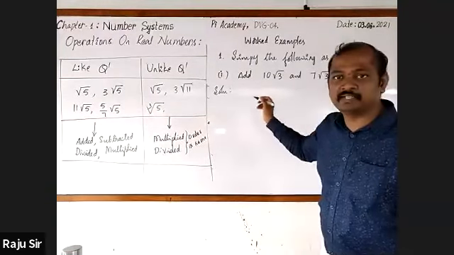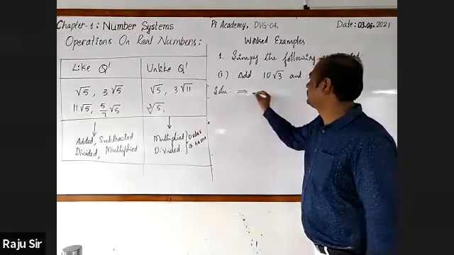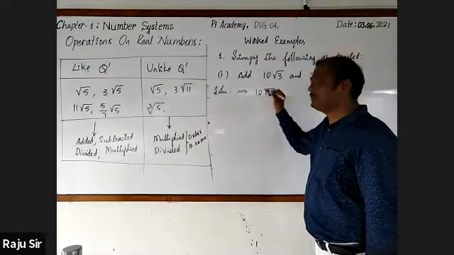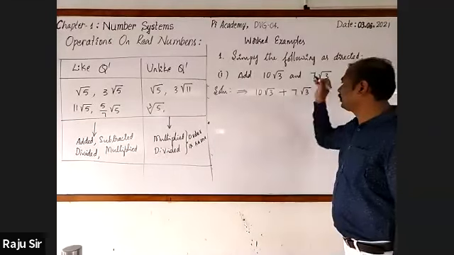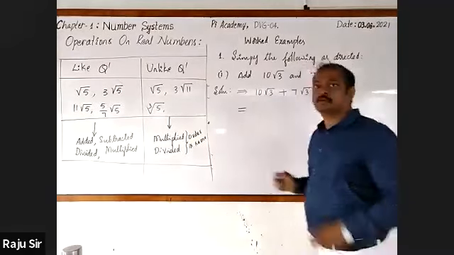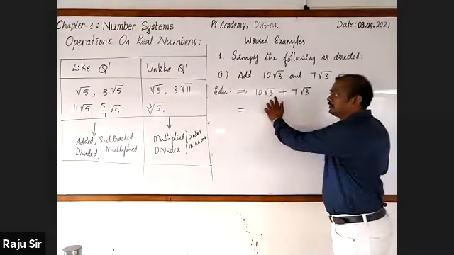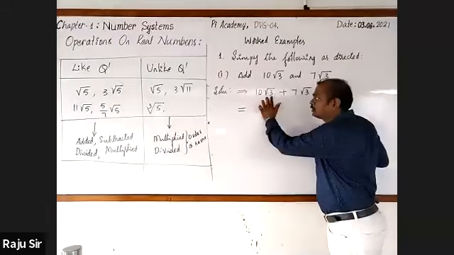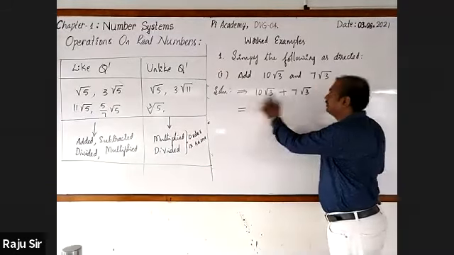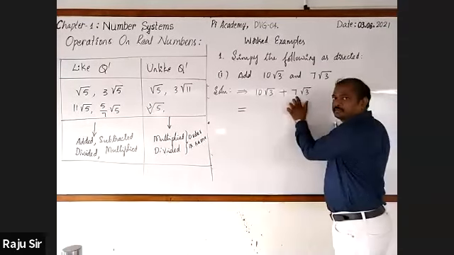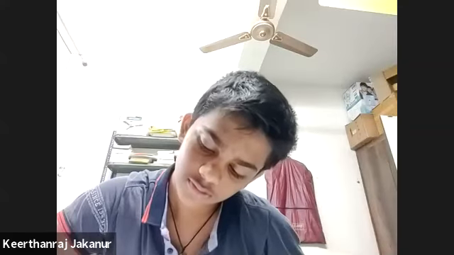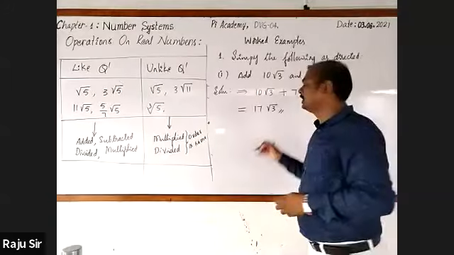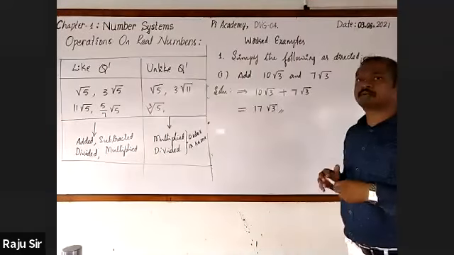Let's go for adding them. Please go on writing. It is 10 into root 3 plus 7 into root 3, which is equal to... Listen here. Here root 3 is 10 times, root 3 is 7 times. Total how many times? 17 times. Very good. It is 17 times root 3. Your answer should be 17 into root 3.